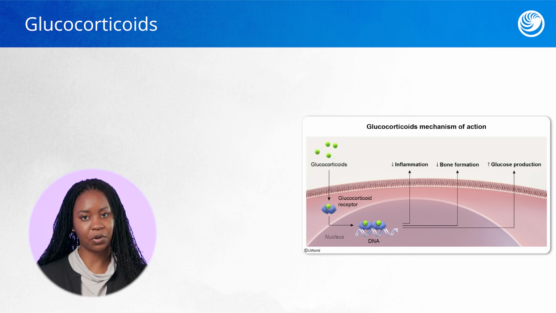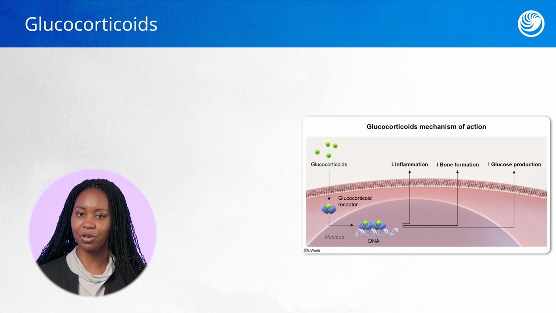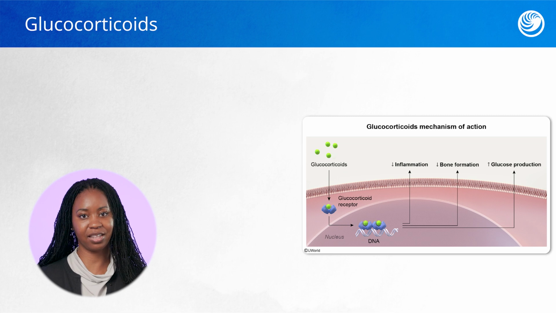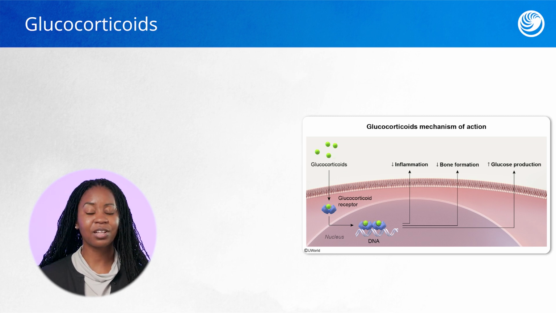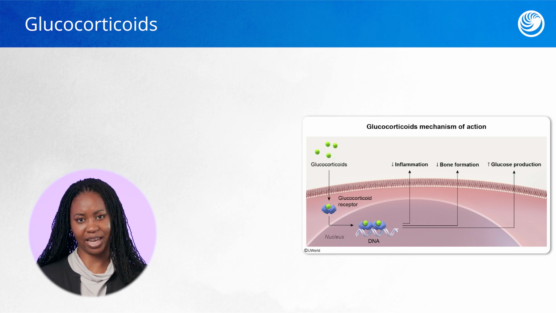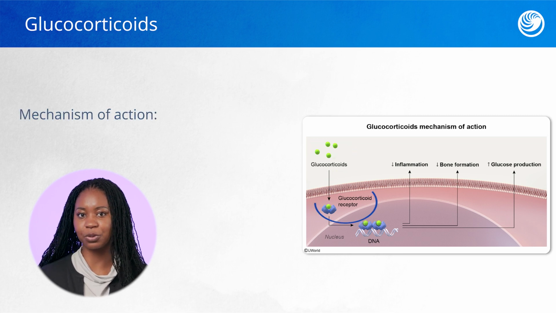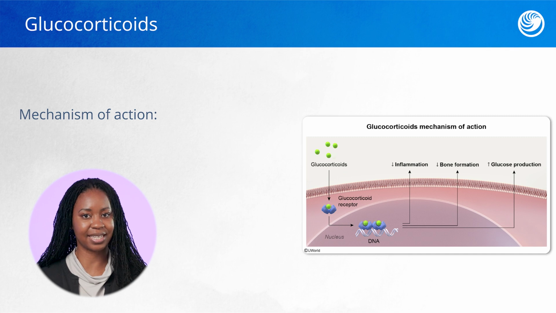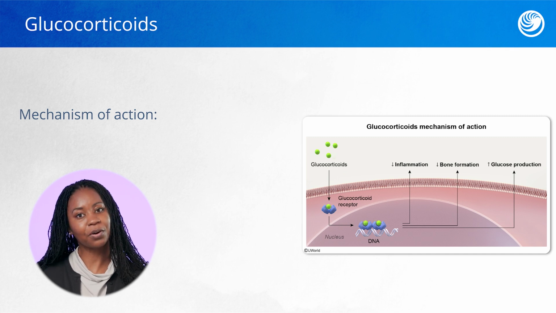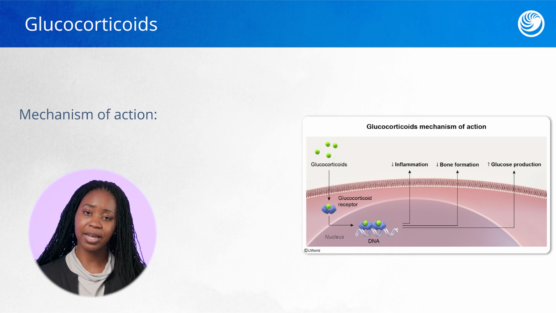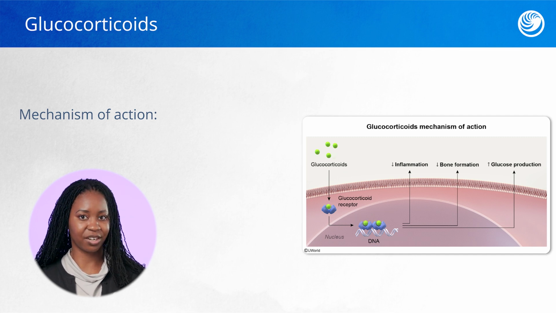Glucocorticoids are steroid hormone drugs. They're structurally similar to cortisol and regulate metabolism and the immune response. Glucocorticoids perform many functions within the body. The image on the right shows the mechanism of action for glucocorticoids, which is a bit different than other medications. Glucocorticoids enter the cell and then bind to glucocorticoid receptors that are located in the cytoplasm. The glucocorticoid receptor complex then binds to the DNA within the nucleus to upregulate or downregulate gene expression.